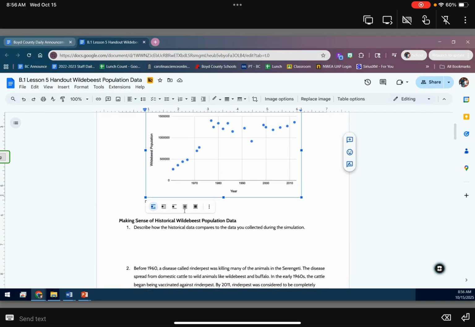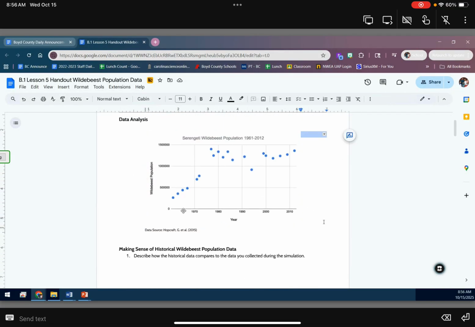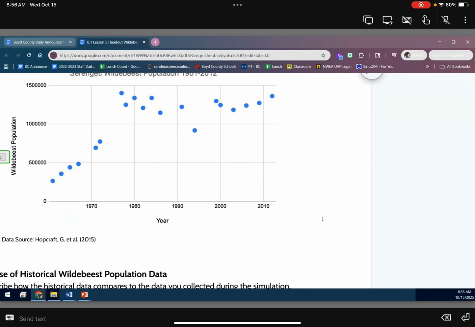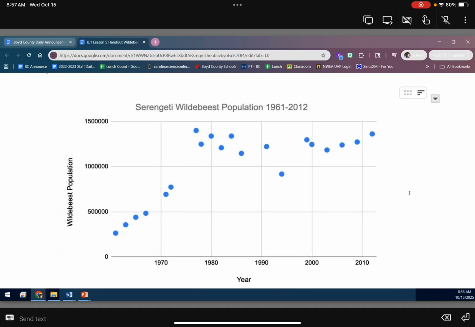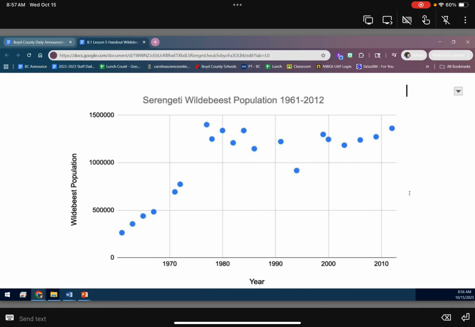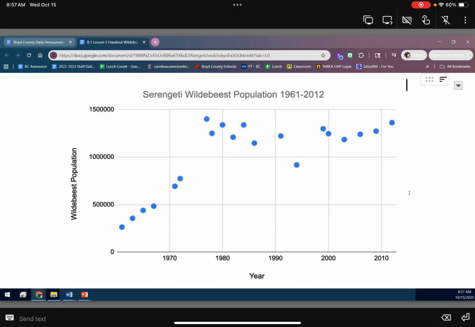Well, we have this one on a different document, which doesn't look like the one we just looked at. Okay, so this is looking at Serengeti wildebeest population from 1961 to 2012. That looks just like ours. Does it?